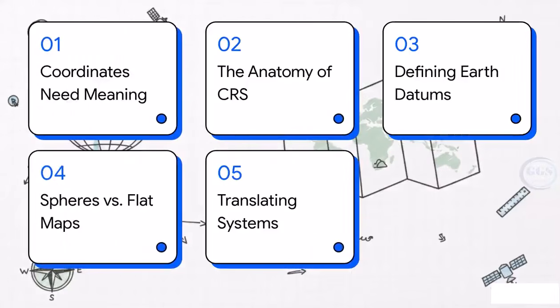Okay, let's dive into this roadmap so you know exactly how we're going to break down this highly technical topic. We've got 1. Why coordinates need meaning. 2. The anatomy of a CRS. 3. Defining the Earth with datums. 4. Spheres versus flat maps. And 5. Translating between the systems.